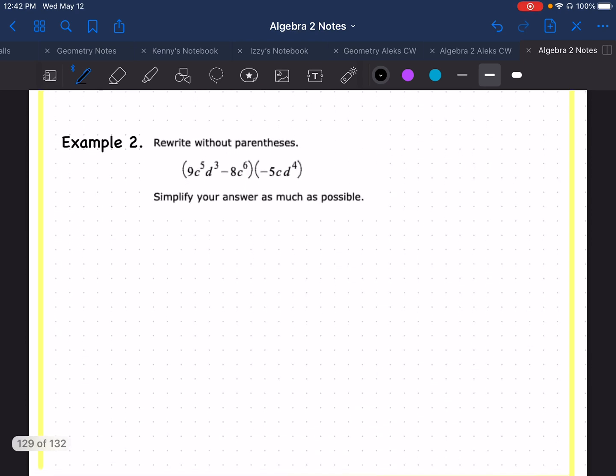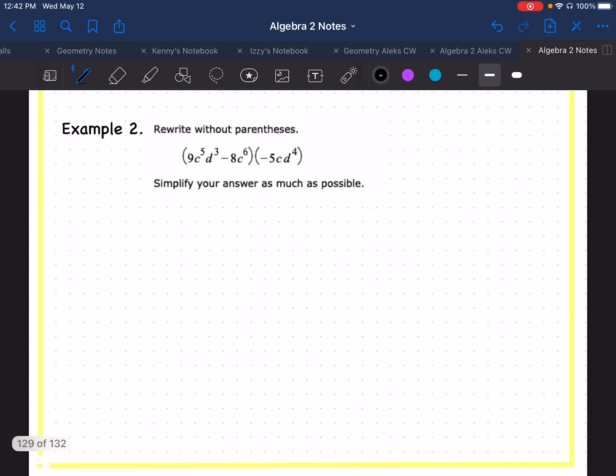All right, let's take a look at example 2. Rewrite without parentheses. Now this problem is actually exactly the same as the one that we just did. We're going to go ahead and distribute first to here. So I'm going to do negative 5c d to the 4th power times 9c to the 5th power d to the 3rd power. And then let me put that in one parenthesis.